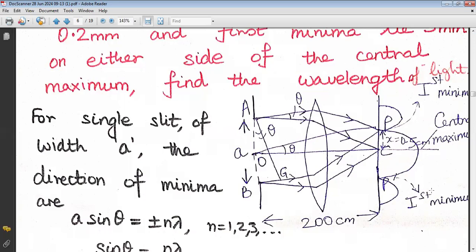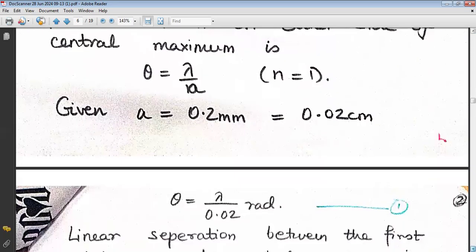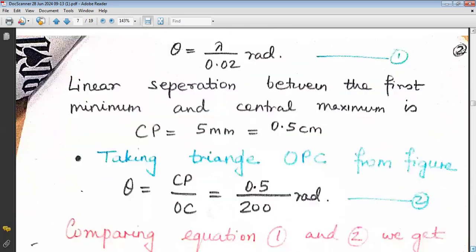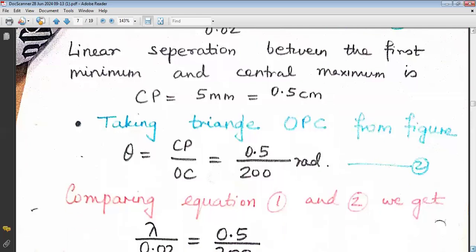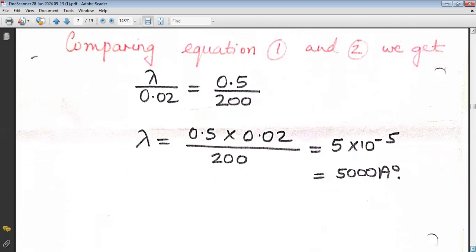In triangle OPC, CP upon OC is equal to 0.5 divided by 200 radian. Comparing equations 1 and 2 for lambda, we get theta, and we get the answer.